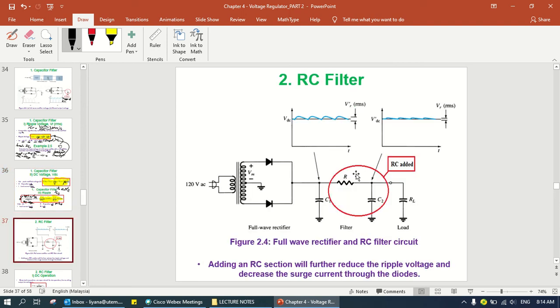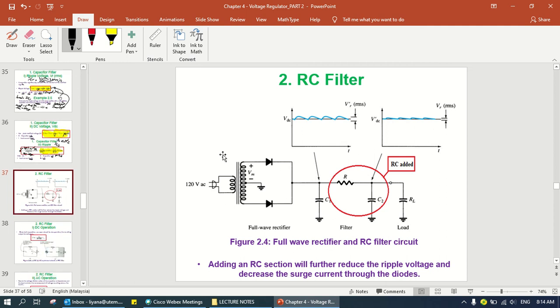Now we want to put the RC. After you put C, you put the RC. This one is the RC filter. You can see the ripple is smaller now. The ripple voltage is smaller compared to if you add only C. Adding the RC section will further reduce the ripple voltage and decrease the surge current through the diode, through the diode here.